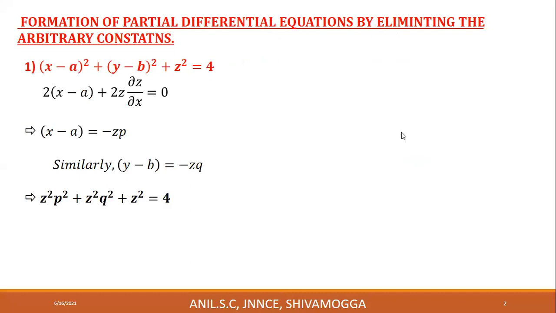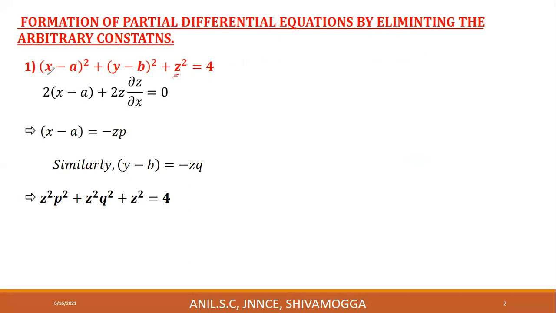Formation of a partial differential equation by eliminating the arbitrary constants. It's a simple concept. (x − a)² + (y − b)² + z² = 4. This is the equation. Here z is a function of two variables x and y.